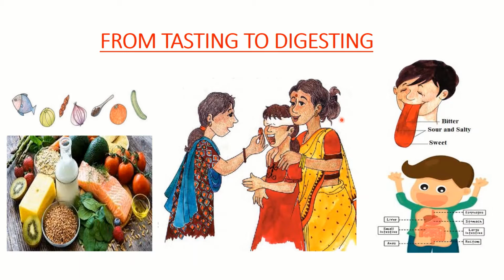Now look at this picture. You can see Jhumpa and Julan. They are doing a blindfold activity. Most of you have done the blindfold activity in your home and you were able to identify different tastes, isn't it? So we will discuss the different tastes of food. Next, what happens when we take food inside the mouth? Let's begin.